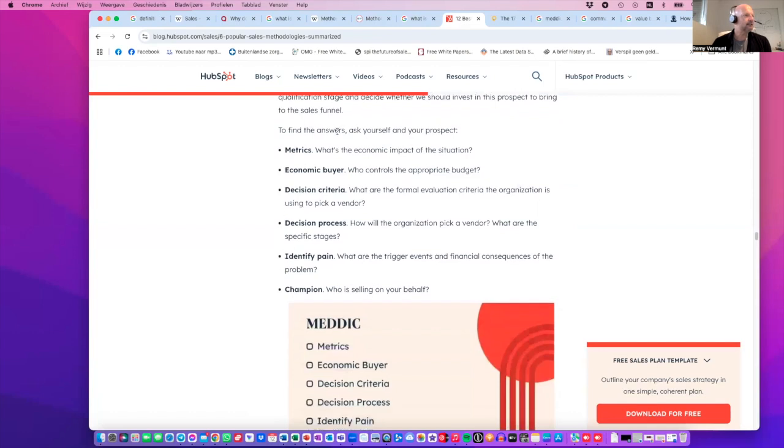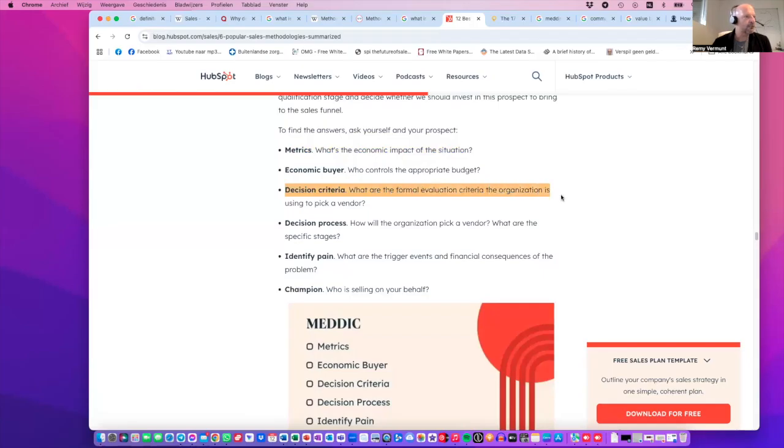To find the answers, ask yourself and your prospect: what's the economic impact of the situation? The need payoff of SPIN. The outcome of outcome-based selling. The value in value-based selling. Nothing new here. Economic buyer, who controls the appropriate budget. That's not always the decision maker. This is not complete. You should always identify the complete DMU and the roles in the DMU, not just the economic buyer.